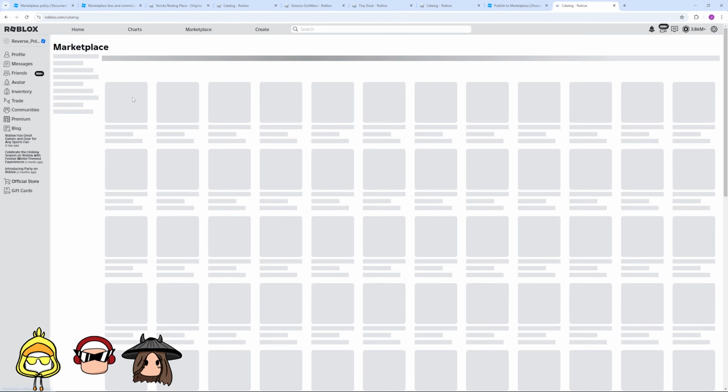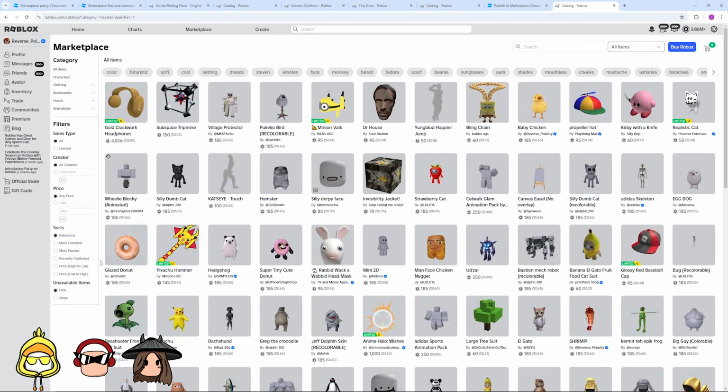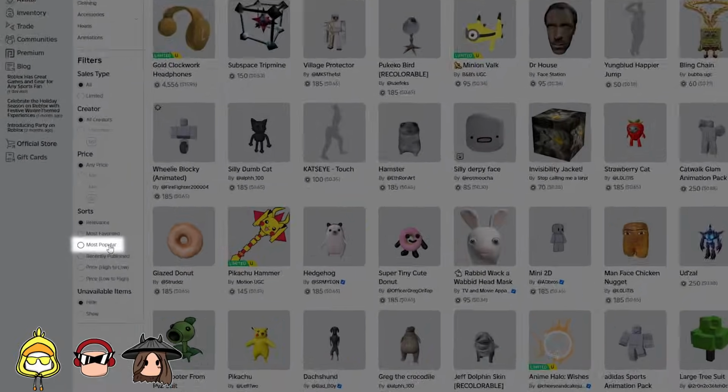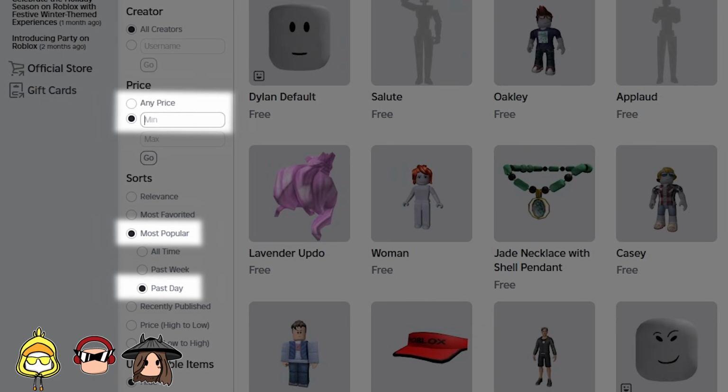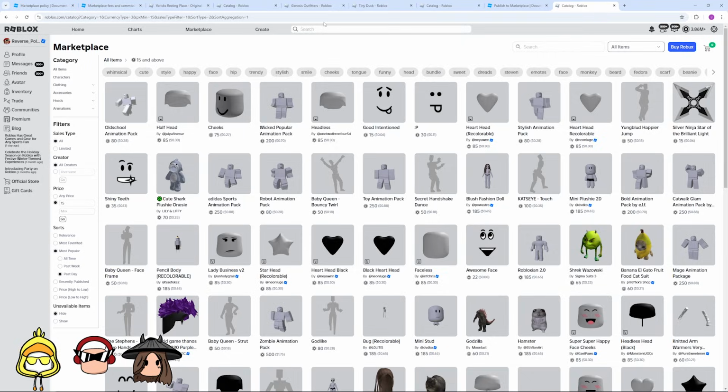If you go to the marketplace, you can set up a page just like this. I like to sort by most popular, past day, and I also like to put in a minimum price of 15 Robux. This gets rid of all of the free items. So I look at this page, Madison looks at this page every day. I'm always clicking on this page.